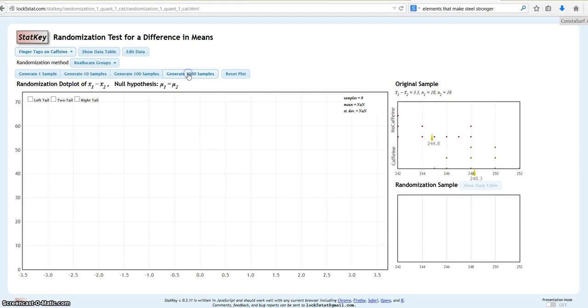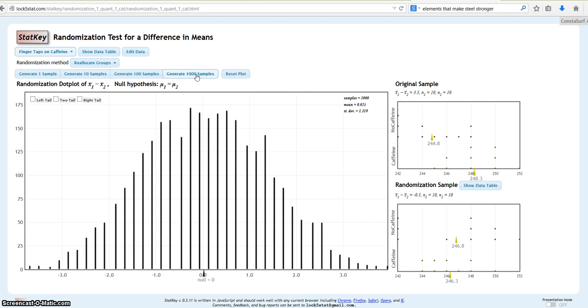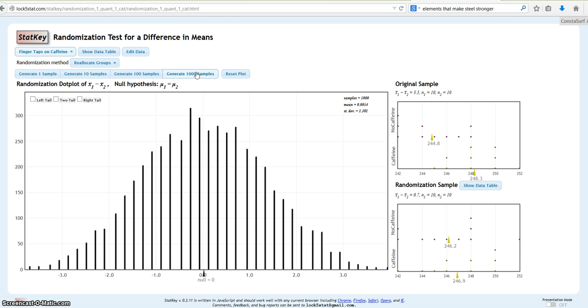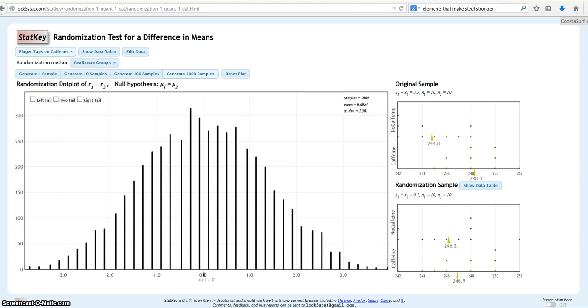So we generate 1,000, 2,000, 3,000, 4,000, 5,000 samples. Now, let's look at our alternative hypothesis. Our alternative hypothesis is that mu 1 is greater than mu 2. Greater than sign means I'm doing a right-tailed test. So coming back in here, I'm going to do right tail.